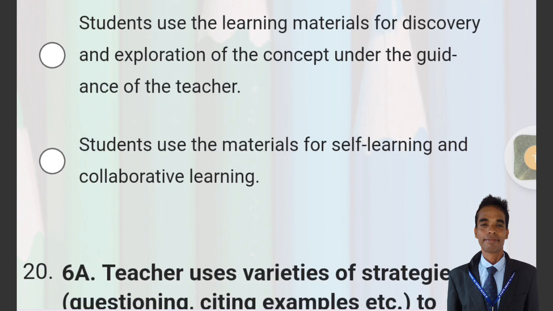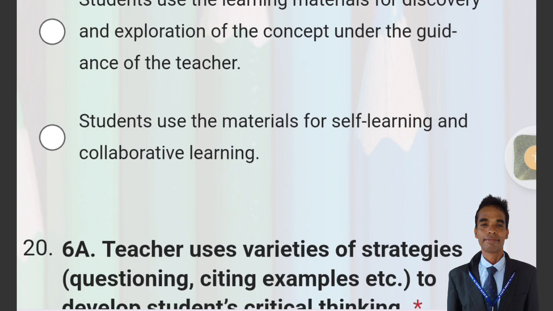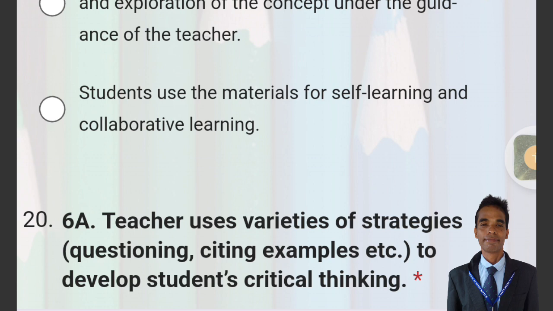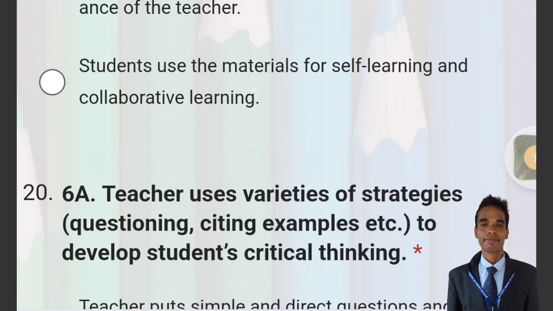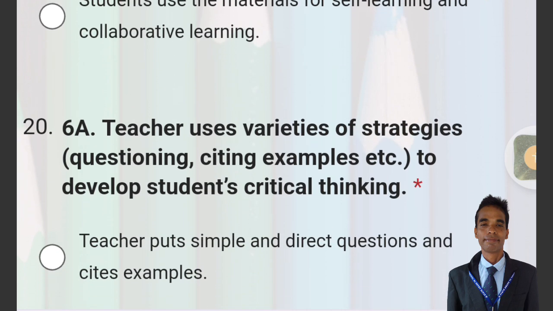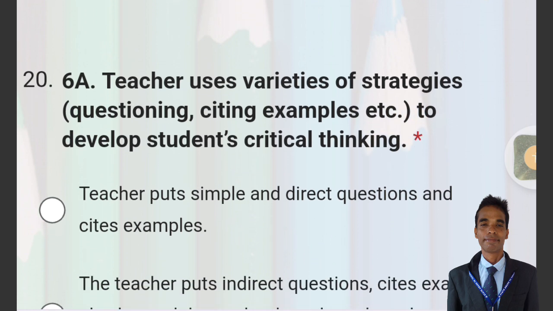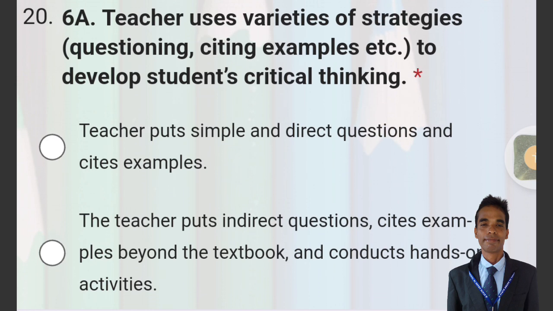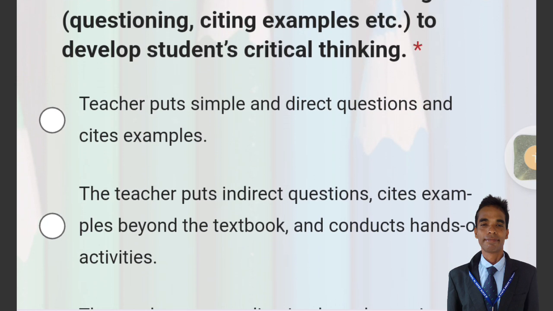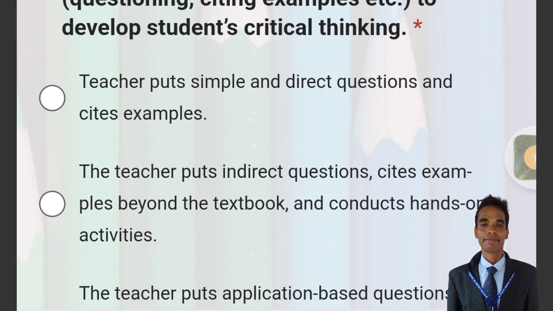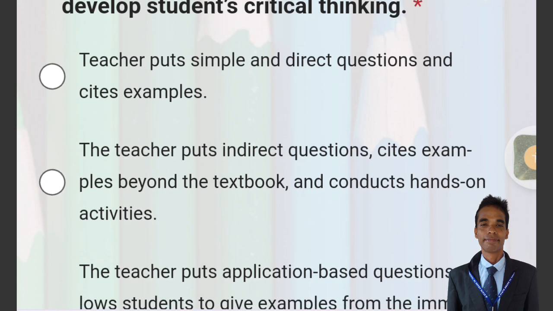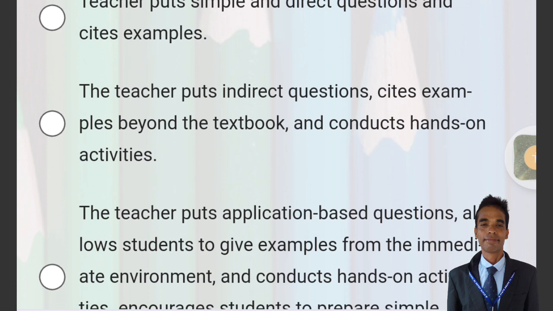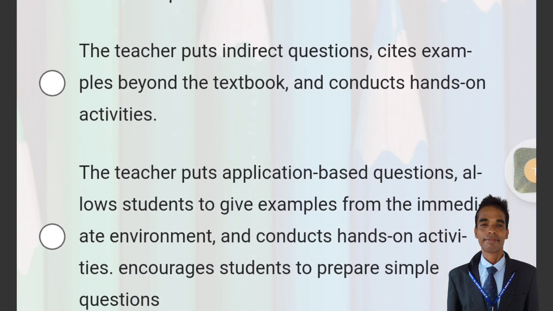20.6a Teacher uses varieties of strategies, questioning, citing examples, etc., to develop students' critical thinking. Teacher puts simple and direct questions and cites examples. The teacher puts indirect questions, cites examples beyond the textbook, and conducts hands-on activities. The teacher puts application-based questions, allows students to give examples from the immediate environment, conducts hands-on activities, encourages students to prepare simple materials.